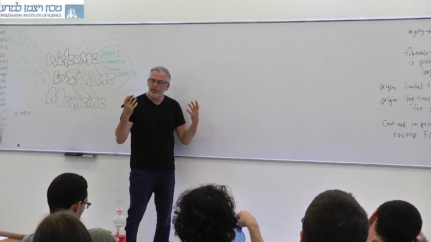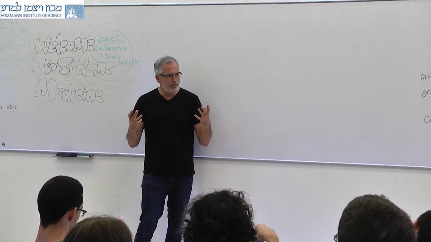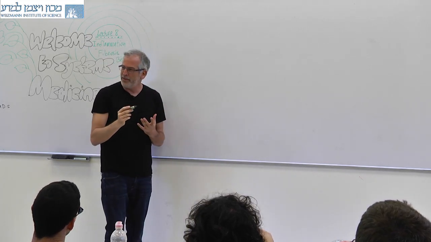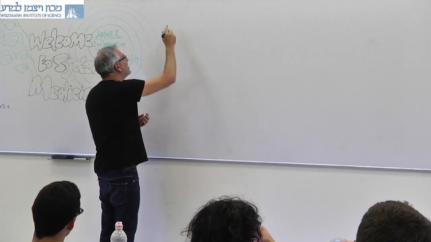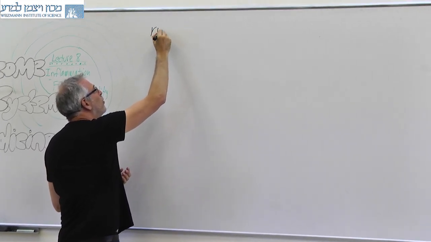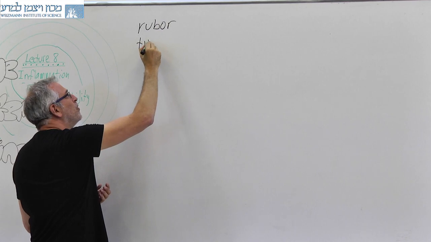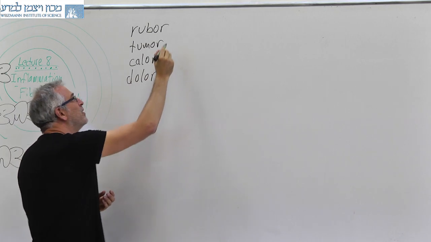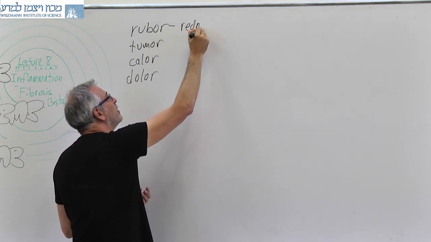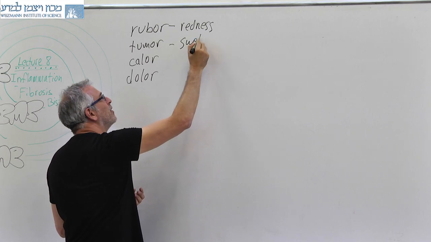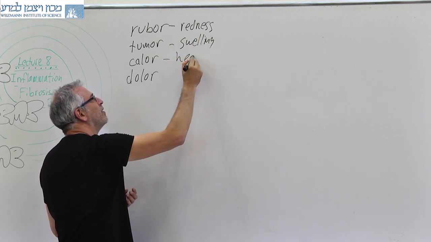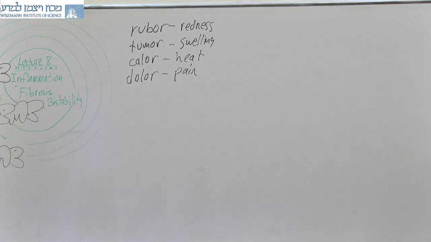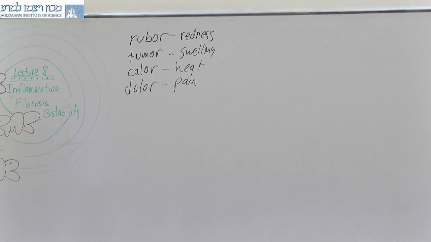So inflammation, you know, is known already to the ancients, and they used a little Latin rhyme to remember what inflammation is. The Latin rhyme is, does anybody know it? It's rubor, tumor, calor, dolor. This is redness, swelling, heat, and pain. And also there's kind of a loss of function to the nerves. And so let's see if we understand it.